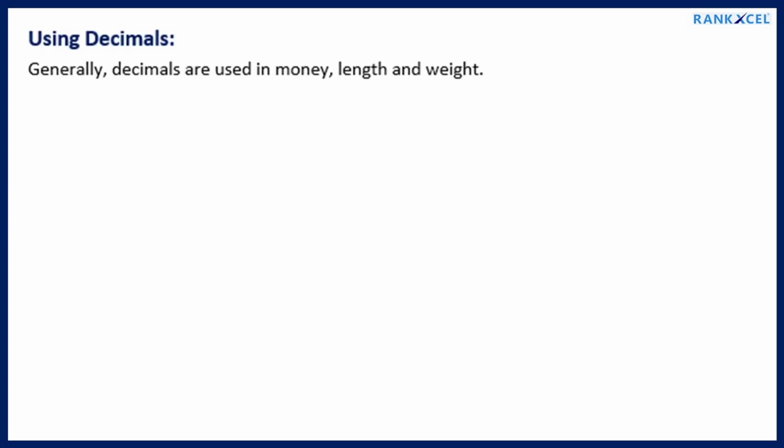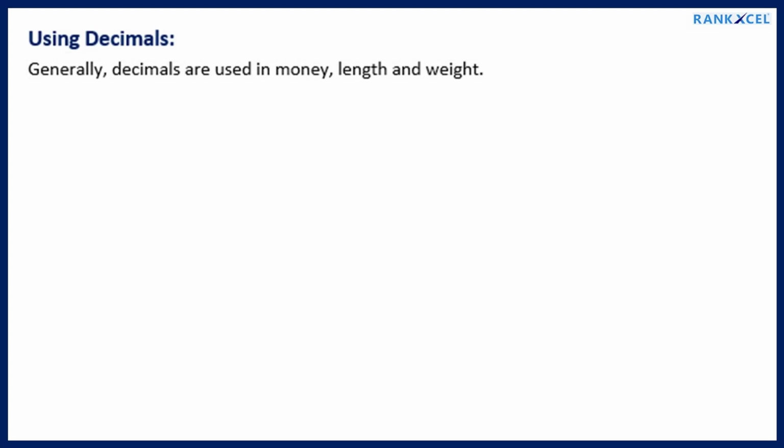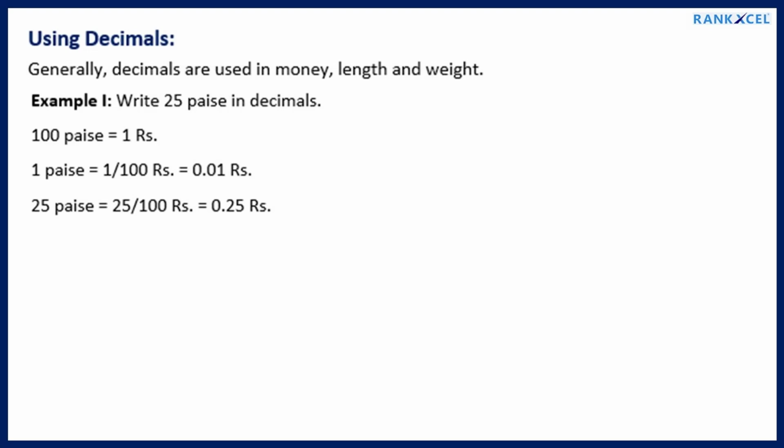Using decimals. Generally, decimals are used in money, length and weight. Example 1, write 25 paise in decimals. 100 paise equals 1 rupee. 1 paisa equals 1 by 100 rupees. 25 paise equals 25 by 100 rupees, which is 0.25 rupees.